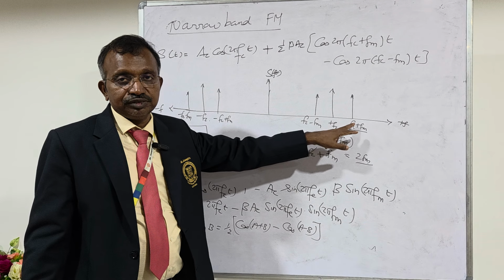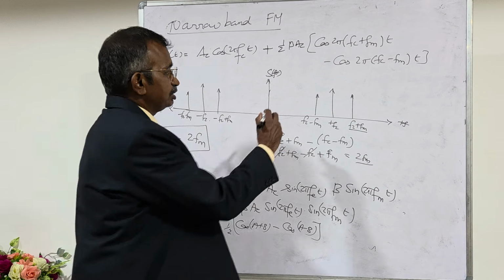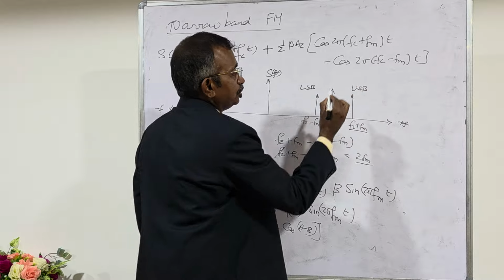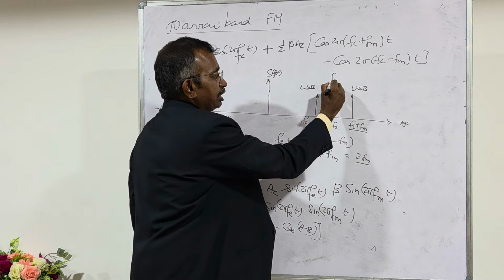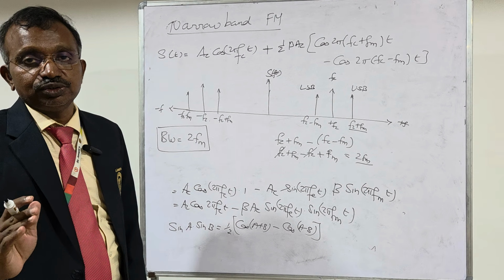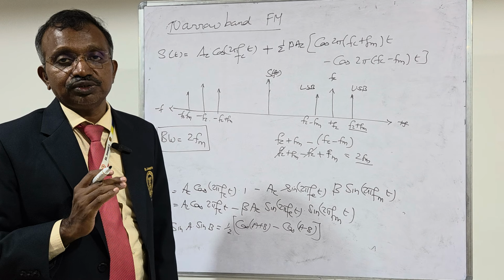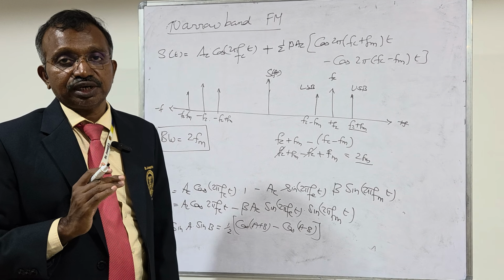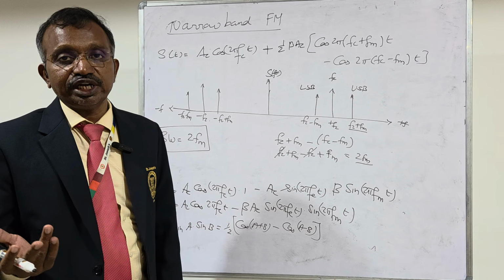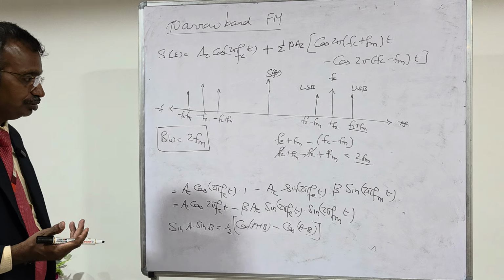So fc minus fm is called the lower side band, LSB, and this is called the upper side band, USB, and this is the carrier. So this narrowband FM signal is very similar to the AM signal, right? When you say FM, generally it refers to the wideband FM signal, right?